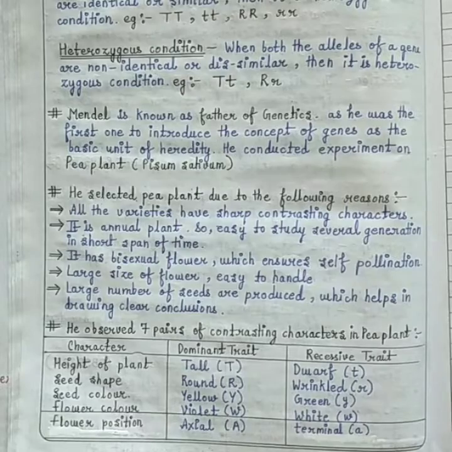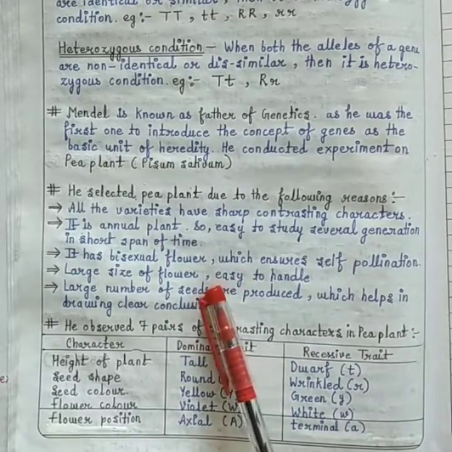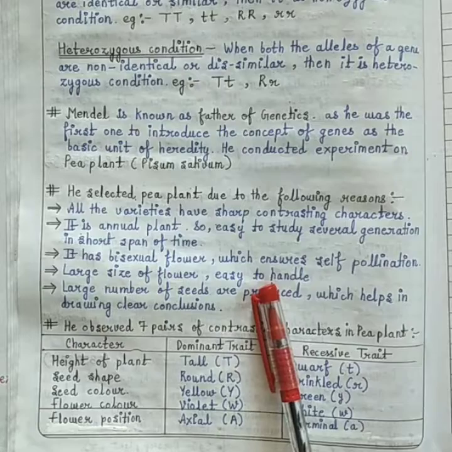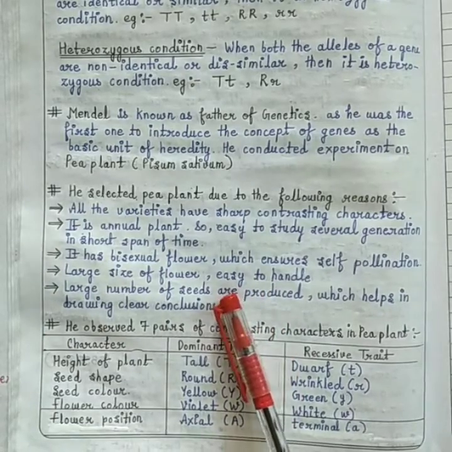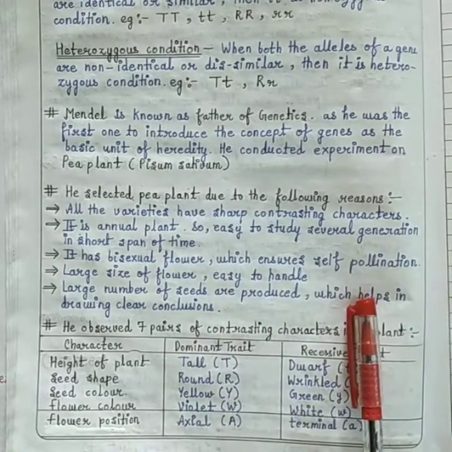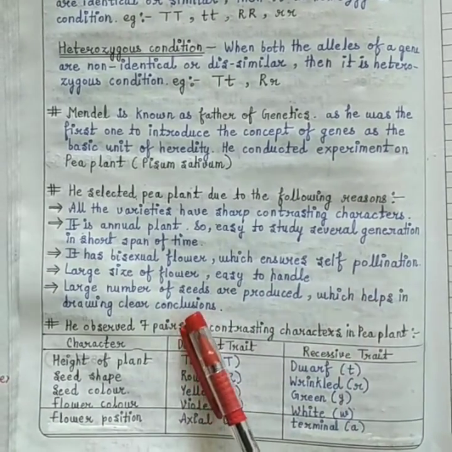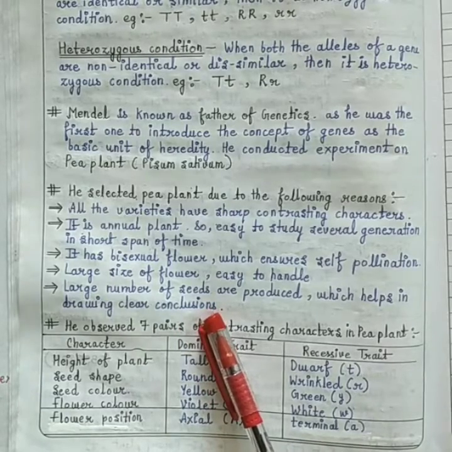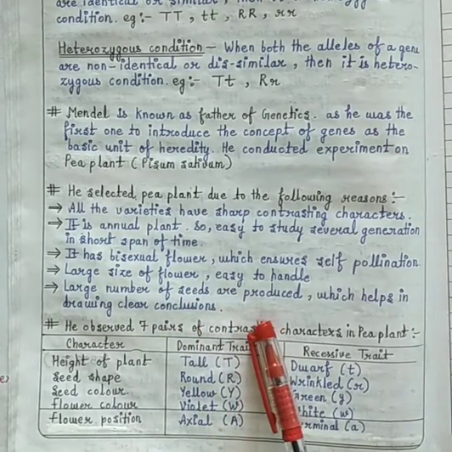Now the third reason is it has bisexual flower. Now bisexual flower का मतलब उसे pollinating agent की ज़रूरत नहीं है. It does not require any pollinating agent. It ensures self-pollination. Now the fourth one is large size of the flower. The flower size was quite large and it was easy to handle.